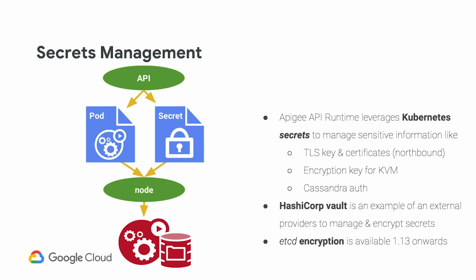We use secrets to store encryption keys for your encrypted KVM. We also use encryption keys to encrypt your cache. All of these secrets are now in the Kubernetes secret. And in the example I showed with GKE, I used an HSM to store my encryption key. Also, your TLS secrets are stored there. And if you're using Kubernetes 1.13, all the information in etcd is also encrypted.